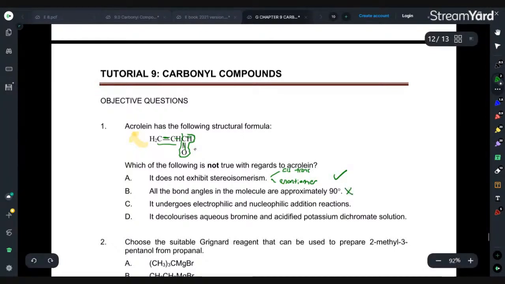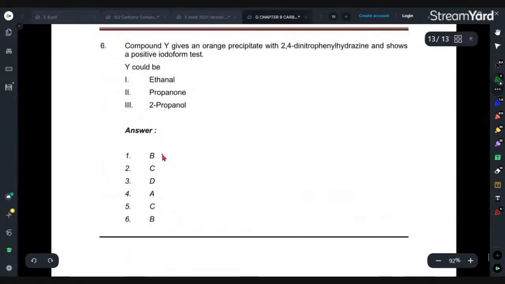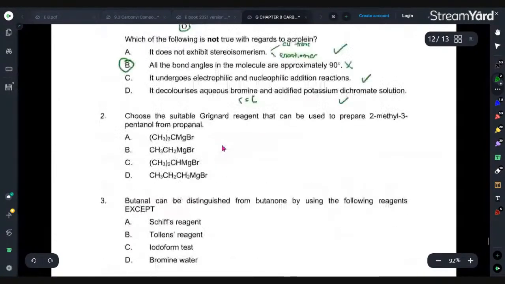Tak apa, jawab dulu. Electrophilic and nucleophilic addition, ya. Kat sini electrophilic addition. Kat sini nucleophilic addition. Betul. It decolourises aqueous bromine and acidified potassium dichromate solution. Okay, kerana ada carbon-carbon double bond, yes, can. Okay, kerana dia aldehyde, yes, can. So, jawapan dia B. Okay, satu ialah sepatutnya 120 dan satu ialah 90. Yes, answer correct.